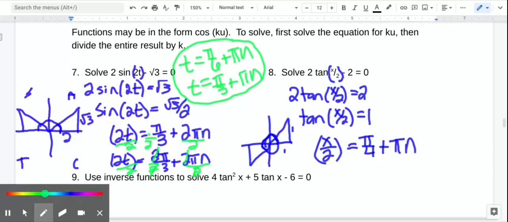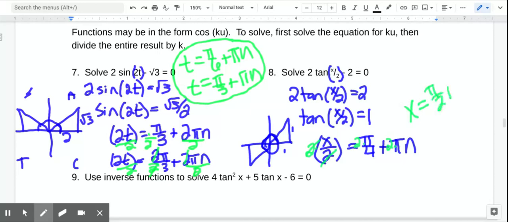So now that we have our solution, we are going to finally fix that problem of having the x over 2, and we are going to multiply everything by 2 to get rid of that. So our solution, those will cancel out. X is pi over 2 plus 2 pi n is our final answer.